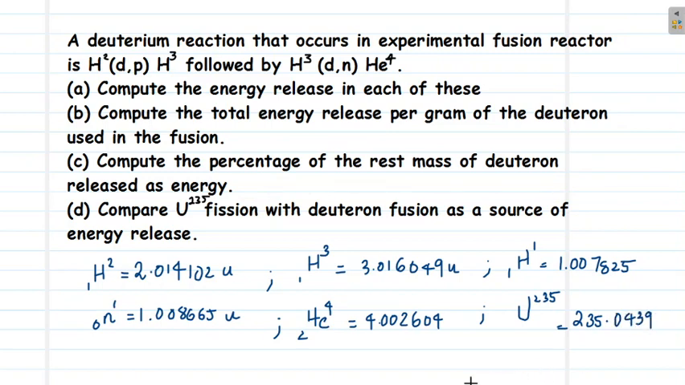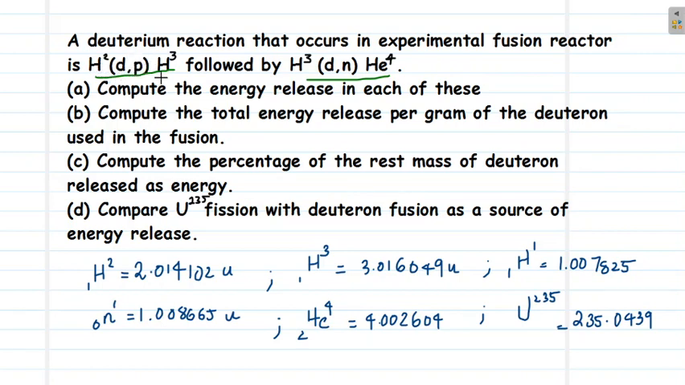So let us move on to the problem. First we need to compute the energy release in each of these. First of all, let me introduce this notation of a nuclear reaction to you. This is another format of representing a nuclear reaction. This means that a deuteron reacts with another deuteron to produce a tritium and a proton. Within these brackets, the first part will be the initial nucleus that we will have, and the second one is the product.